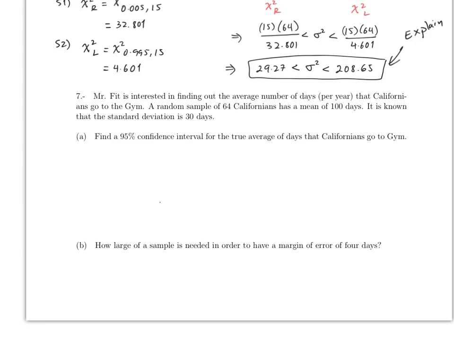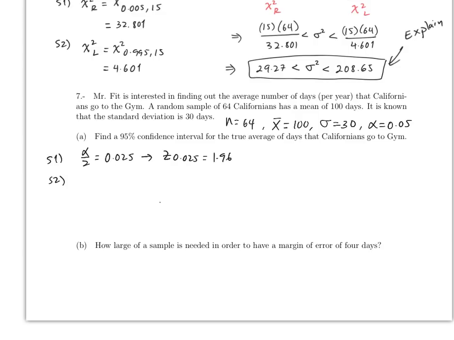Question number 7. Mr. Fit is interested in finding out the average number of days per year that Californians go to the gym. Here we have a sample of 64. X bar is 100 and the standard deviation is 30. So it's asking us to find 95%, so alpha is 0.05. So step 1, alpha divided by 2 is 0.025. 0.025, remember, is 1.96.